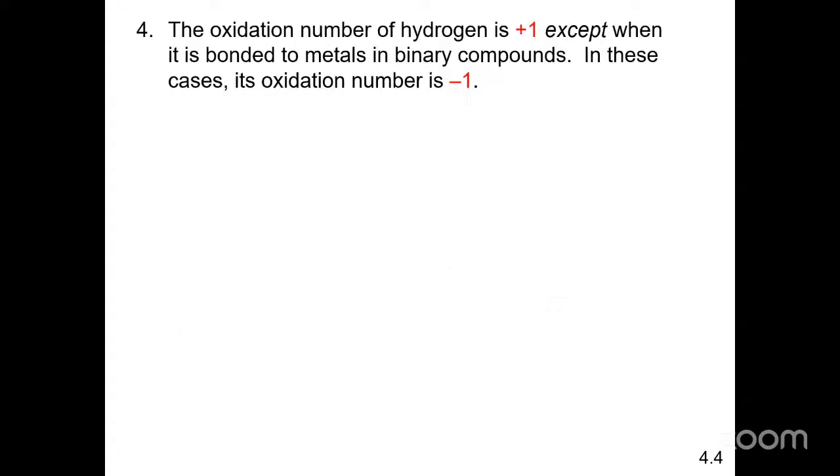And then we have another rule for hydrogen. In the case of hydrogen, if hydrogen is combined with some other element, its oxidation number is usually +1. However, if it's bonded to a metal, like sodium or magnesium, then its oxidation number in those situations would be -1, all right?